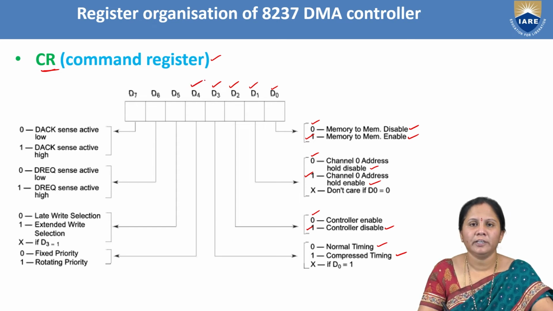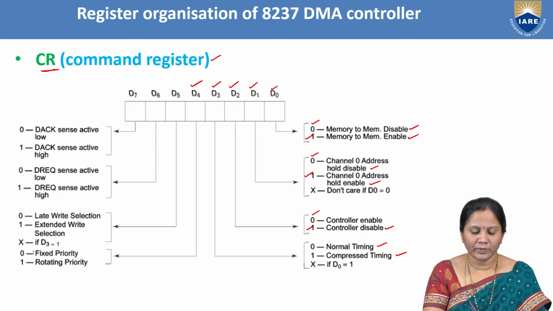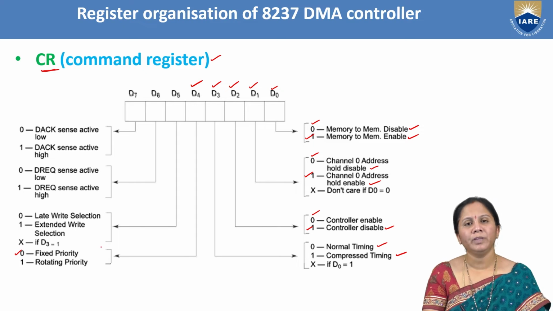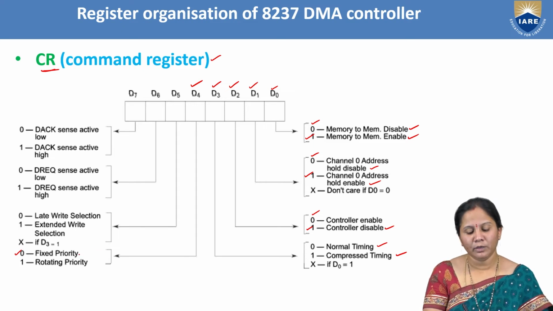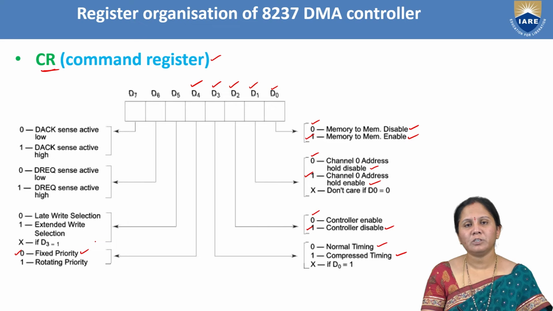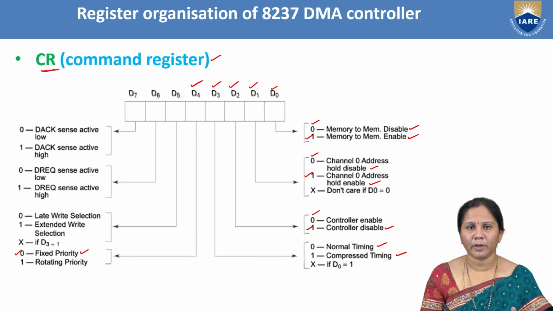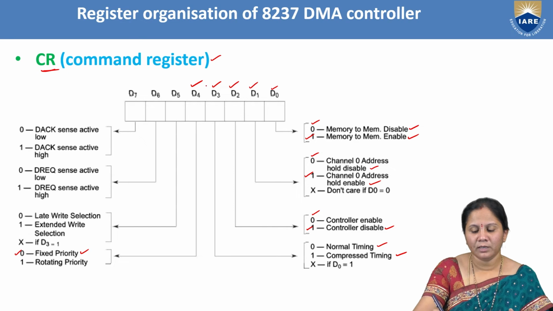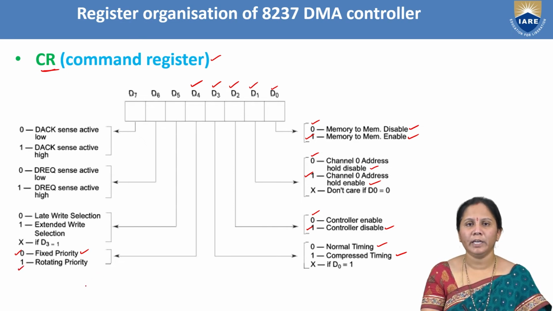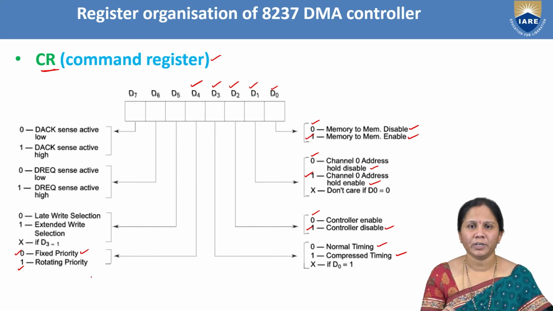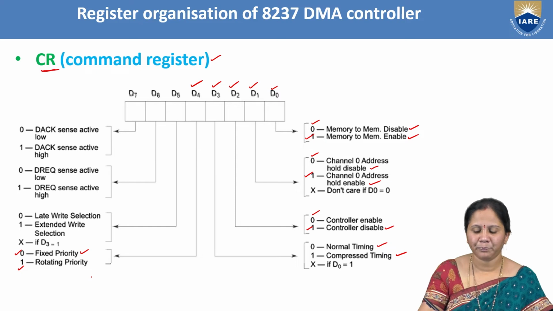And the next bit is D4. If the D4 bit is 0, it will operate in the fixed priority mode. Fixed priority means if there are 4 channels, channel 0 will automatically have the highest priority and channel 3 will have the least priority. If this D4 bit is fixed to 1, rotating priority will be enabled. Rotating priority means the priorities will be changed in a cyclic manner.